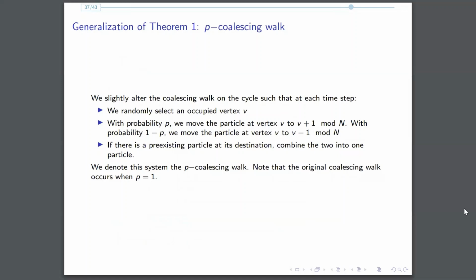Now I'd like to introduce a generalization of theorem 1, the p-coalescing walk. We slightly alter the coalescing walk on the cycle such that at each time step, we first choose an occupied vertex v. With probability p, move the particle at vertex v to v plus 1, so we move it counterclockwise. And with probability 1 minus p, we move it to v minus 1, which is clockwise. If there is a pre-existing particle at the destination, we combine the two into one particle, just as all our previous coalescing walks have done.